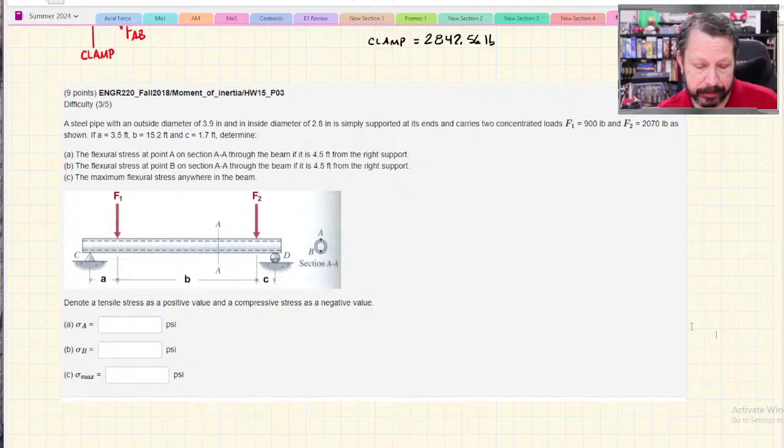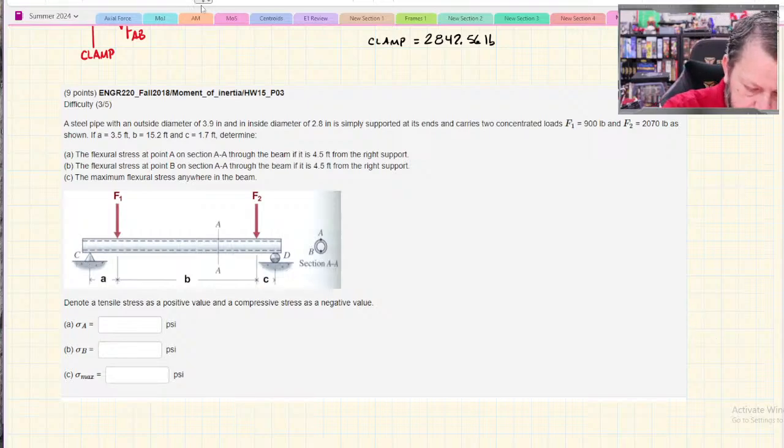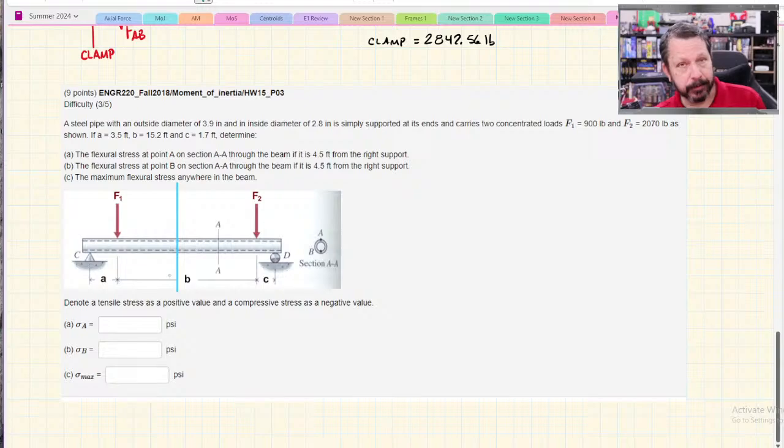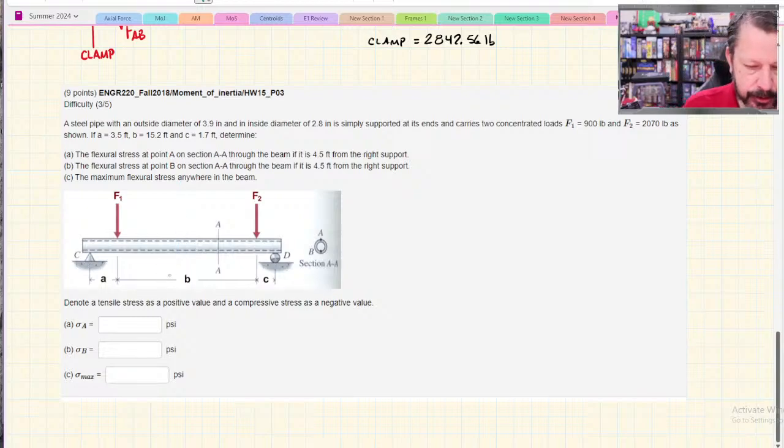Why I would want to know if it was symmetric about an axis here is, if it was, then I know that the maximum flexural stress is in the center of the beam. But it's not, so we can't take that little shortcut. This one's actually asking us for several things, though.